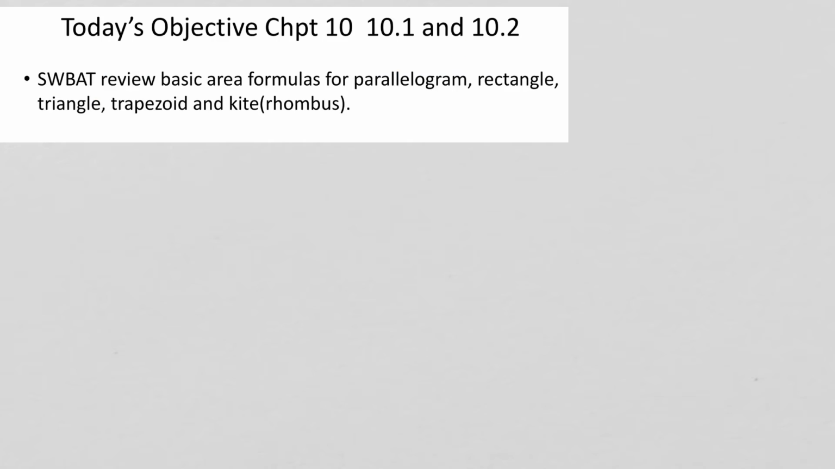So today's objective for 10.1 and 10.2: these are basic area formulas for a parallelogram we're going to go through: rectangle, triangle, trapezoid, kite, or rhombus. Some of them you already know, so let's keep moving on.